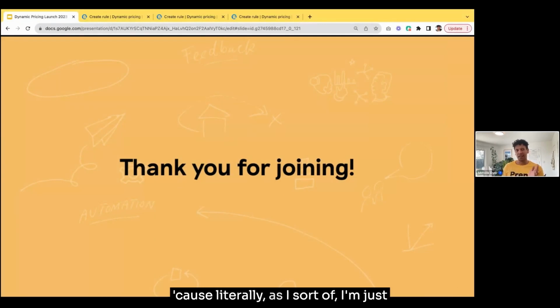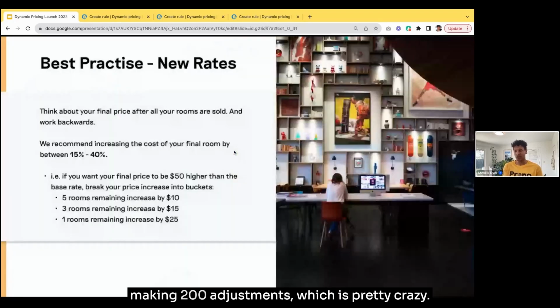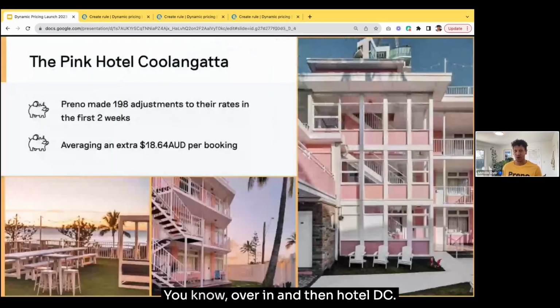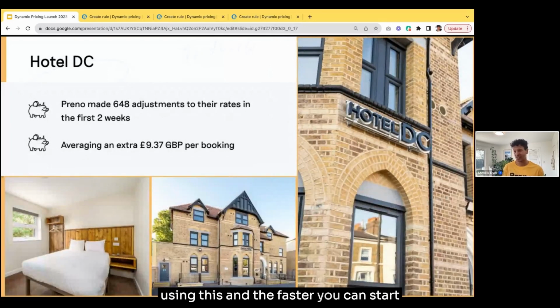Because literally, I'm just going to go back to the case studies. Literally, within the first 2 weeks, it was making 200 adjustments, which is pretty crazy, over in Kumukata. And then Hotel DC, 650 adjustments. So the faster you can start using this, the faster you can start seeing a little bit more money coming in. So spend 5 minutes, set it up, and then send us a little note, and we can check it over if you want any help.